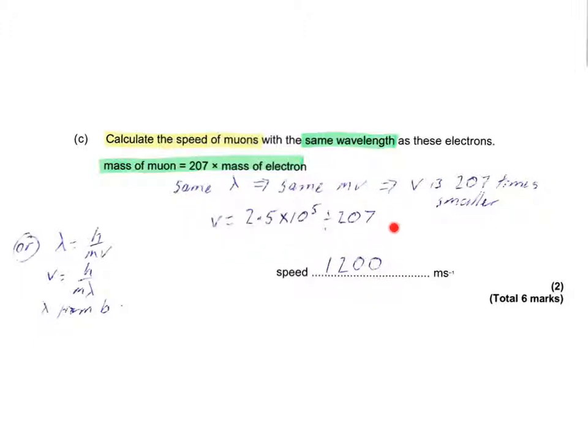So I can simply take the speed we had previously divided by 207, and I get my answer again, 2 significant figures here, 1200 meters per second.